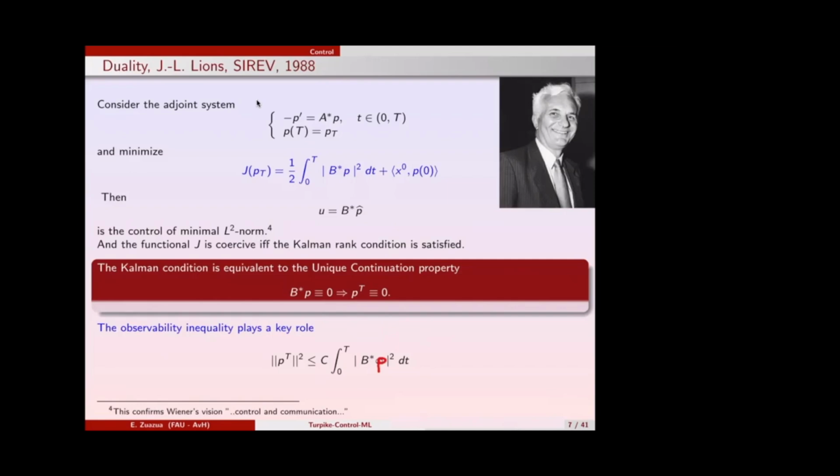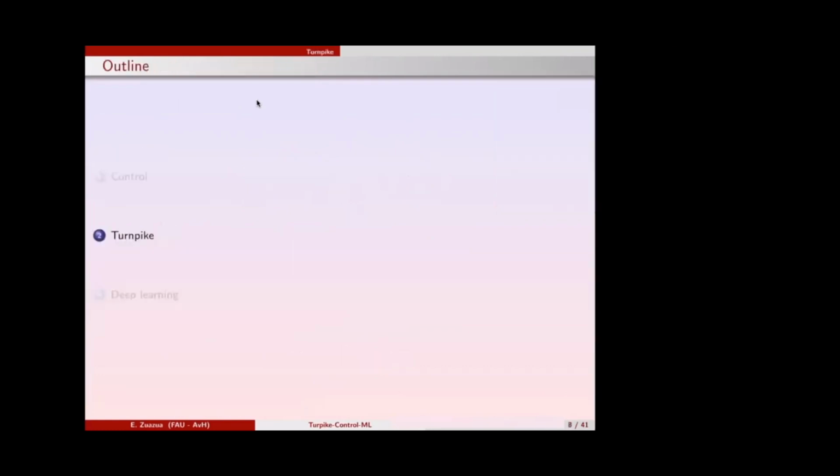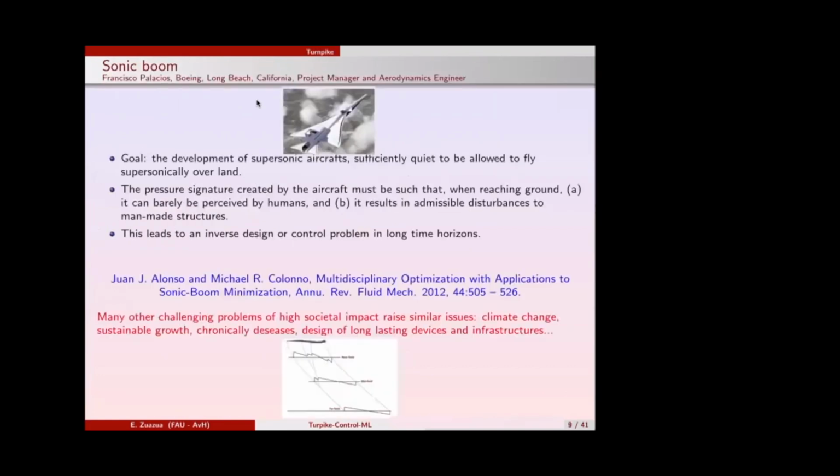Other than this, out of this theory, we know that the controls can be computed as B star phi hat, phi hat being the minimizer of this functional. And because of the observability inequality, this functional has a minimizer because the quadratic part is coercive, and this can be made algorithmic through adjoint methodologies. Okay, good. So now, what about the Turnpike?